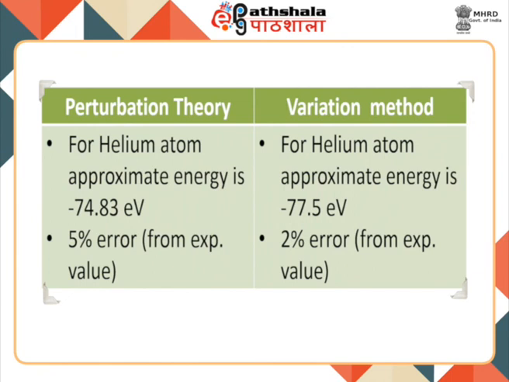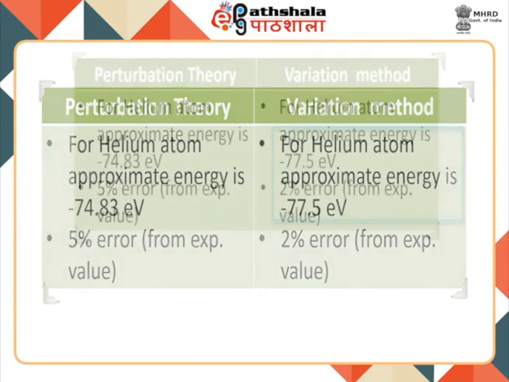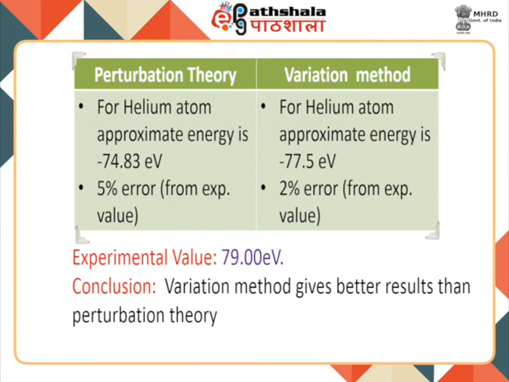Also, as we are already familiar that for helium atom the approximate energy obtained from perturbation theory is minus 74.83 electron volt, and the value that we have obtained just now from variation method is minus 77.5 electron volt. Comparing the results of perturbation theory and variation method with experimental energy value, which is minus 79.00 electron volt, brings to our notice that the variation method gives better results than perturbation theory.